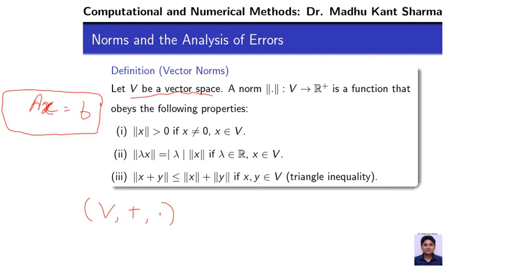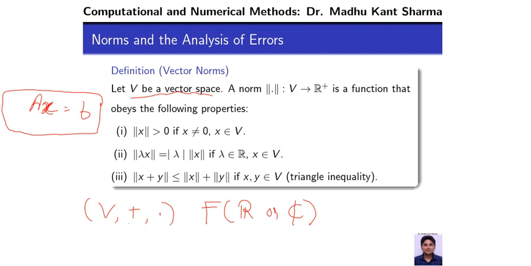Over a field, so you require a field F, which in our case is either real or complex. We say that V is a vector space if it is closed with respect to addition and scalar multiplication, and it satisfies some additional properties: the commutative law and associative law with respect to addition, the left distributive law, the right distributive law, and so on. So you revise your concept for vectors.